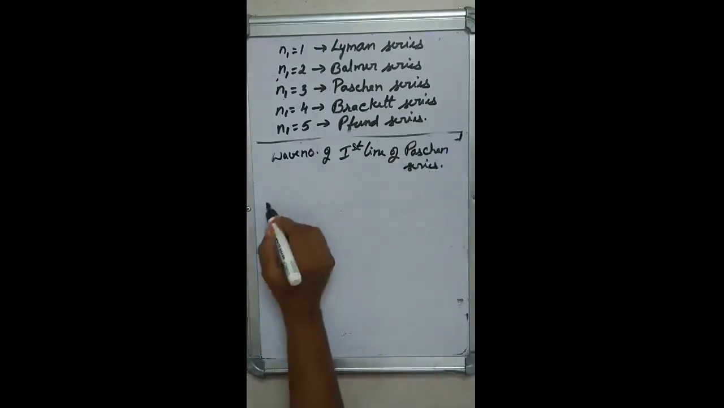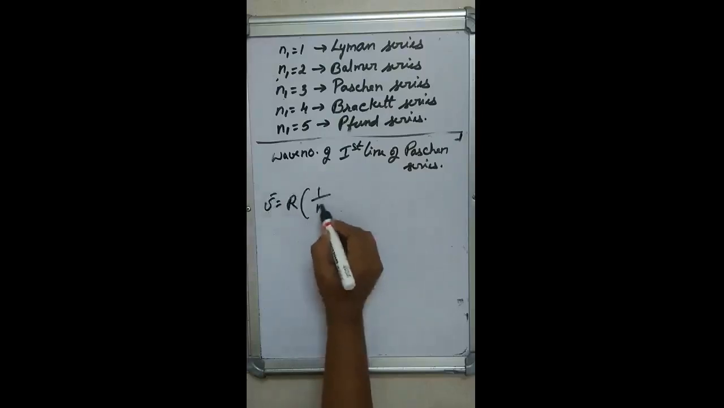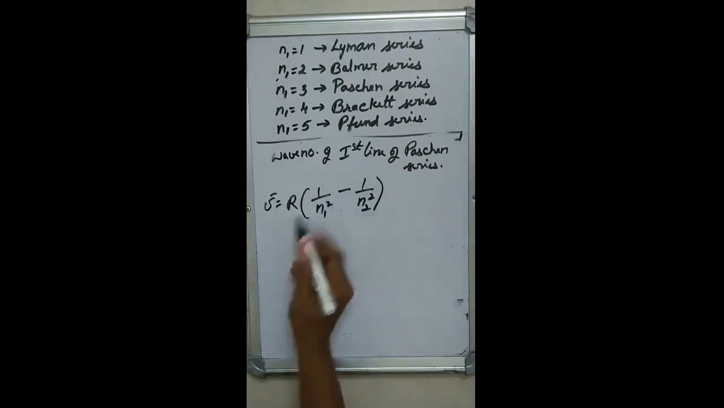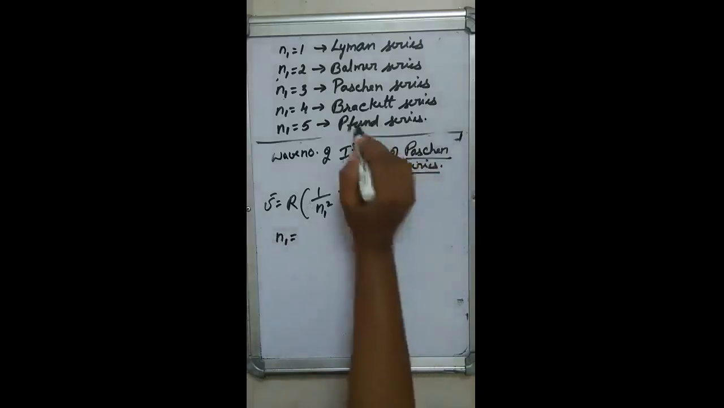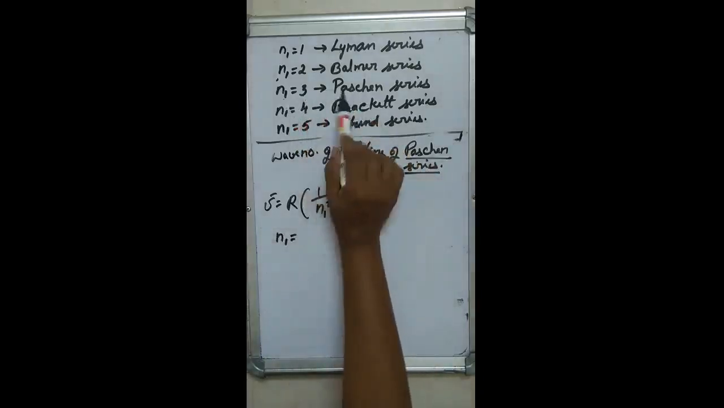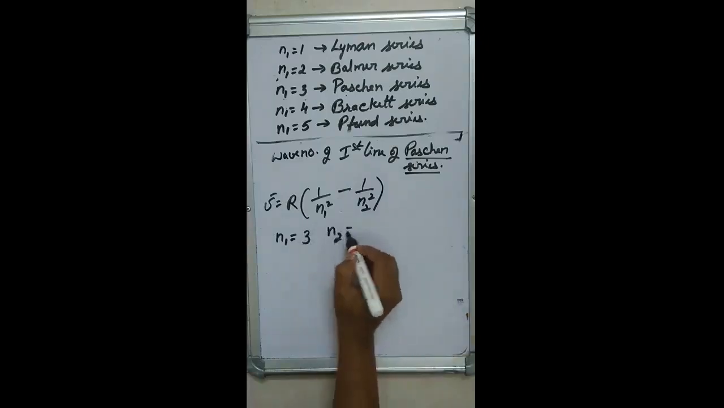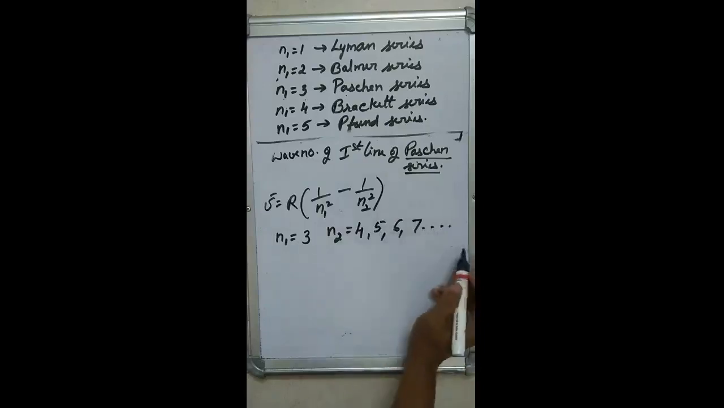Now here, wave number is equal to R into (1 by n1 square minus 1 by n2 square). So what is the n1 value? Since it is a Paschen series, the value is fixed. n1 is equal to 3 for a Paschen series. Now what is n2? It is greater than n1, so 4, 5, 6, 7, etc. Like that it will go.